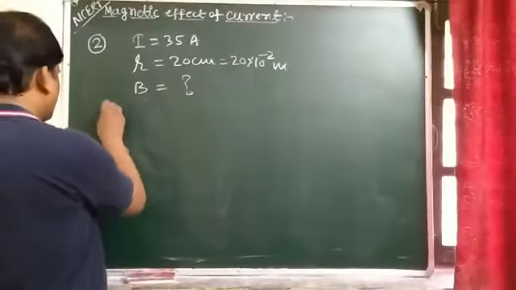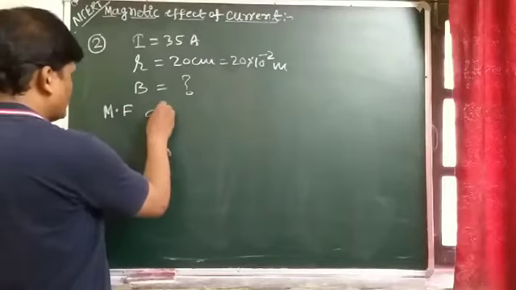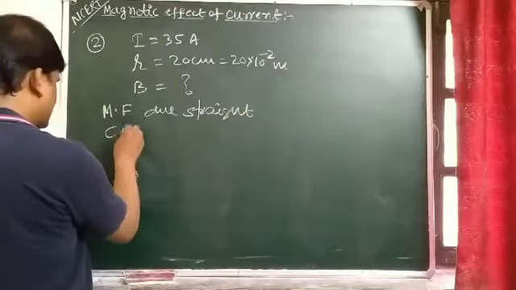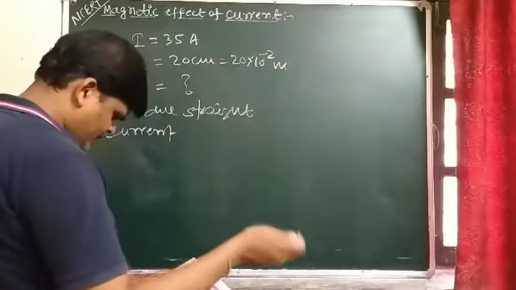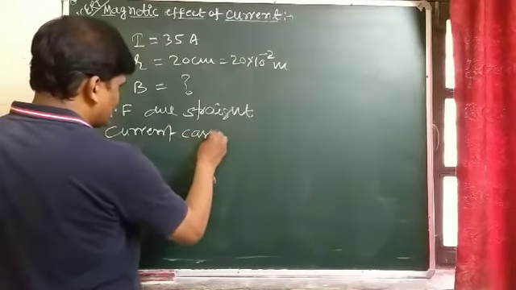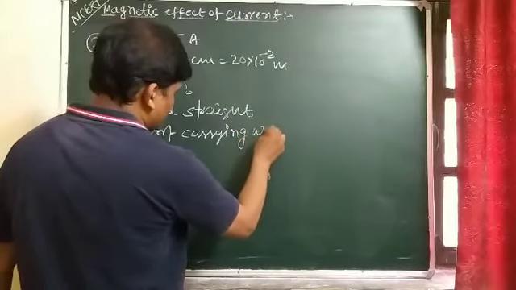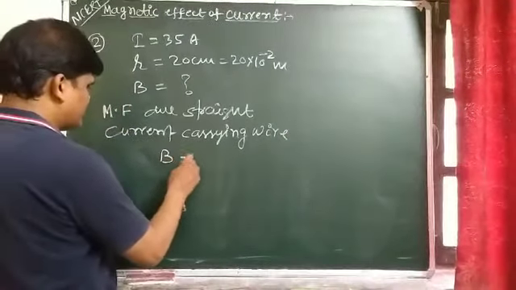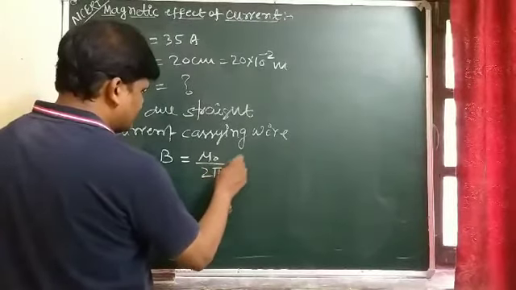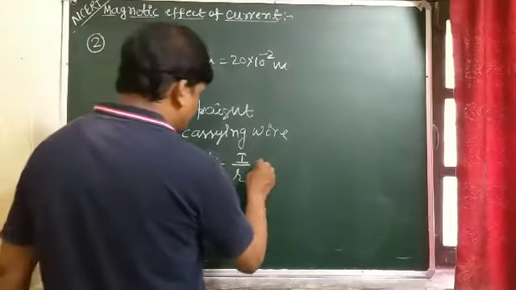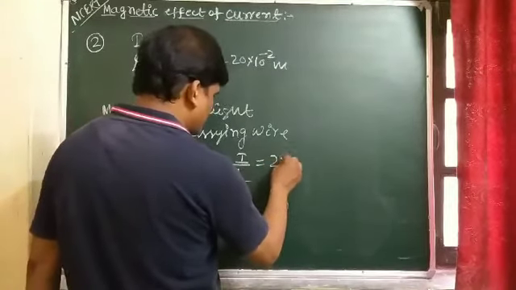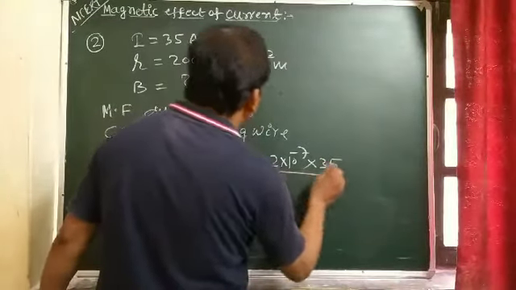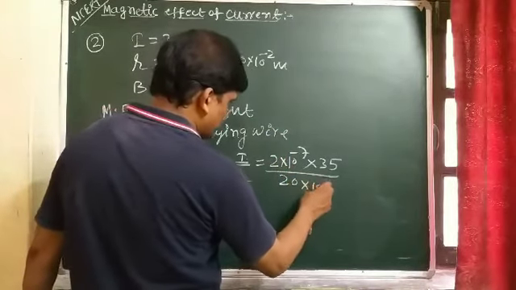Magnetic field due to a straight current carrying wire, we know that B equal to mu naught by 2 pi into I by R. Mu naught by 2 pi has the value 2 into 10 to the power minus 7, I is 35, and R is 20 into 10 to the power minus 2.